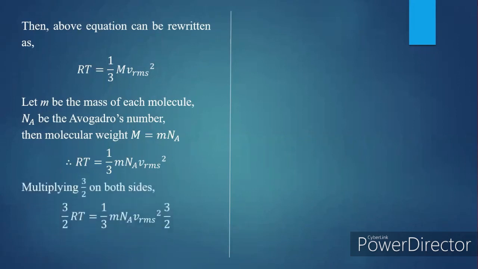Multiplying 3 by 2 on both sides proves the law of equipartition of energy theorem. So as to cancel this 3, multiply by 3 by 2. What you have done, you will get this expression. If you rearrange, we started from the pressure expression: 3 by 2 RT is equal to 1 by 2 m into N A into V RMS square.